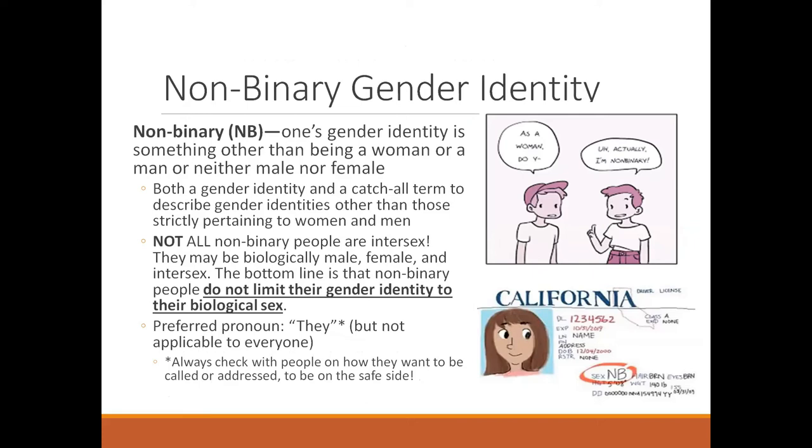So this is both a gender identity and a catch-all term to describe gender identities other than those strictly pertaining to women and men. Sometimes people presume that non-binary people are automatically intersex, but in reality, non-binary people may be any sex category. They may be biologically male, female, or intersex. So the bottom line here is that non-binary people don't limit their gender identity to their biological sex.